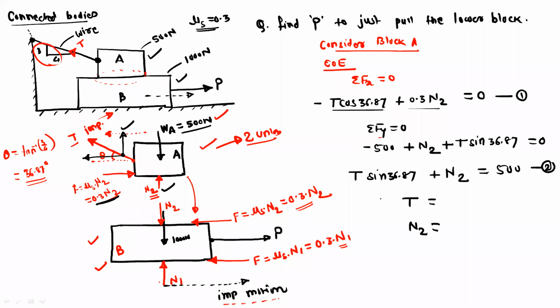Then go for the second free body diagram, that is object B. Use the same conditions, summation Fx equals 0 and summation Fy equals 0. In this FBD, there will be the unknown N1 and the second unknown will be force P. Get the value of force P. So you can solve this problem; try to complete this as homework.